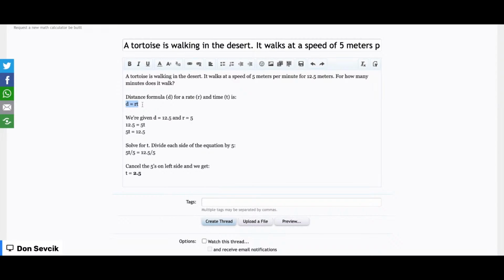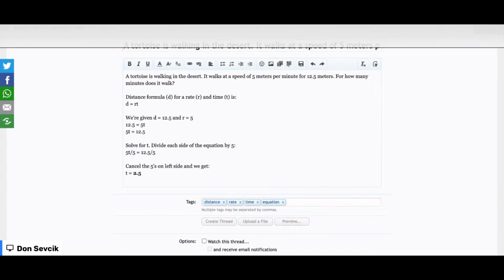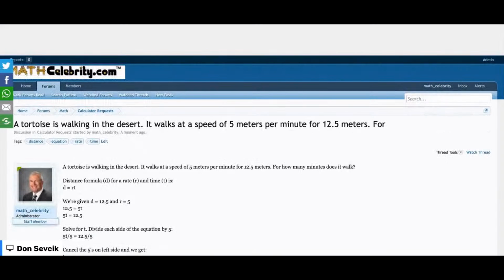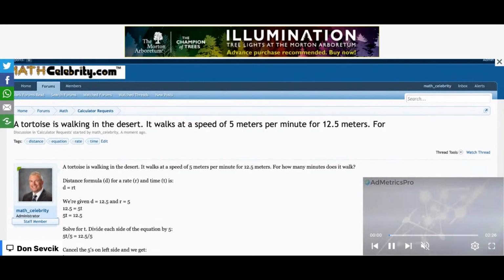And the key here is the distance equals rate times time formula. If you're in pre-algebra, drill that formula into your head because you will see these problems over and over and over again. We did rate, we did time, and we had an equation. Right. Nice work. Let's go to this one.